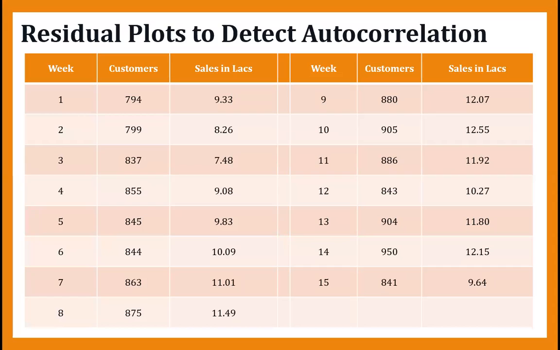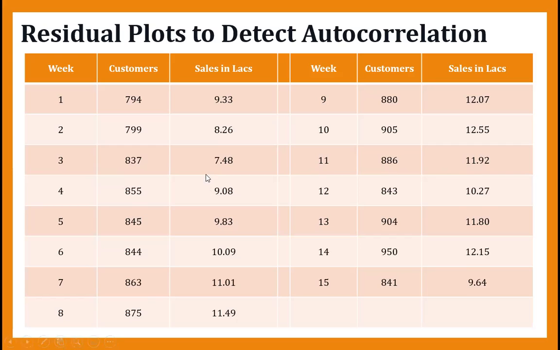So this is the data collected across 15 different weeks, with some customers and the sales corresponding to the number of customers. So we have the sales, that is the dependent variable, and customers, that is the independent variable, and these data are collected over a sequential period of time. So when do we take care of autocorrelation? First, when we see that the data are collected over a period of time and that is in a sequential order.